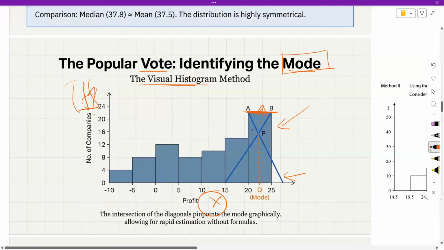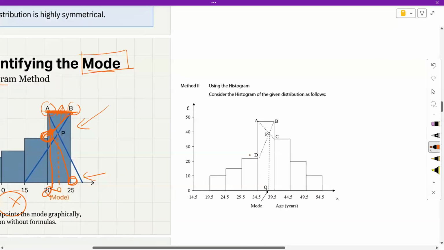There are 2 points, A and B, of the mod class. There are 2 edges. We have to connect these 2 points, and connect these 2 points, and where they cross, we bring that point down. That could be the mod. This value will be the mod. For example, this is approximate.